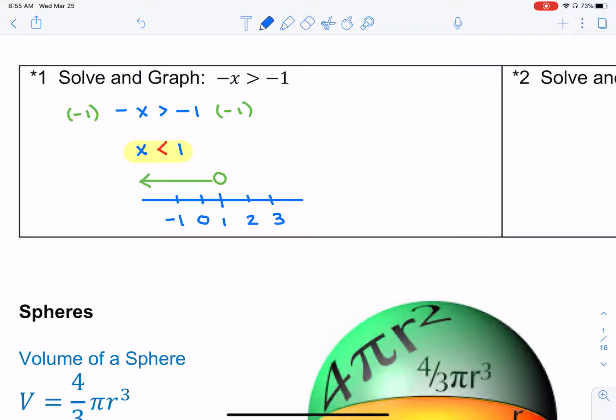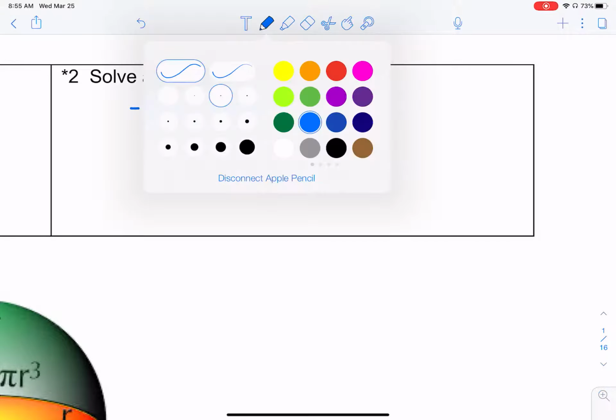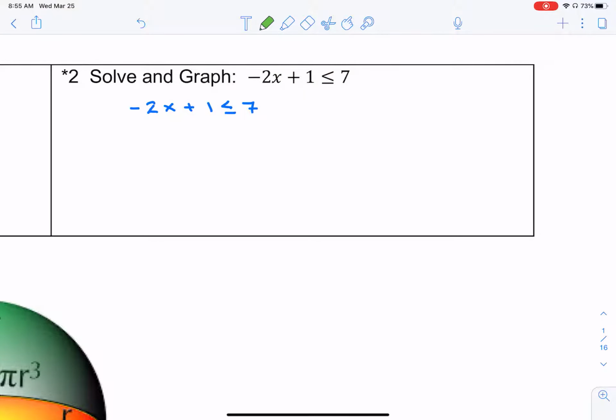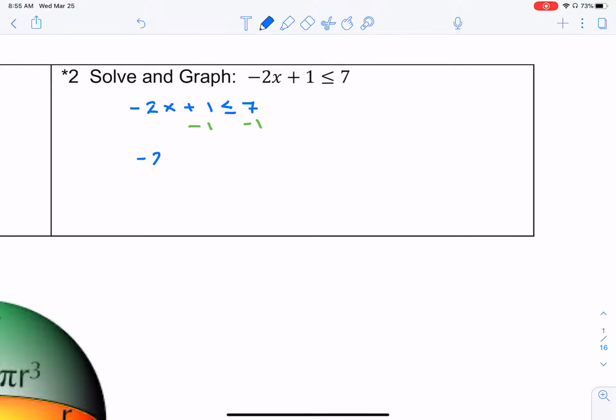Moving on to question 2. This one is a little bit more complicated. We have an additional step when we're solving the algebraic part. So the first thing I'm going to do is solve algebraically. I will need to subtract the 1 to the other side in order for it to cancel. I'm left with negative 2x is less than or equal to 6. And then the next thing I'm going to do is get x by itself by dividing each side with negative 2.